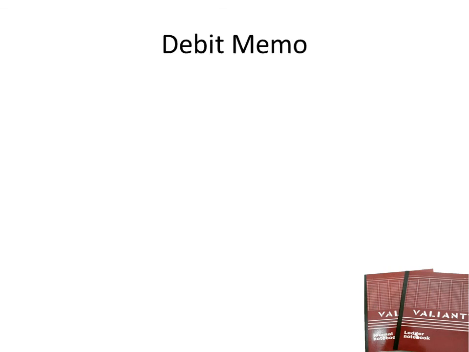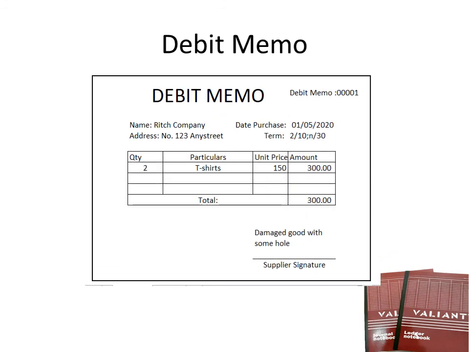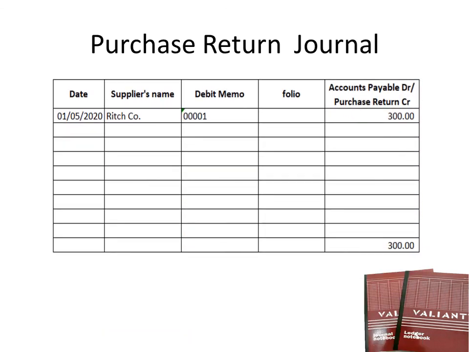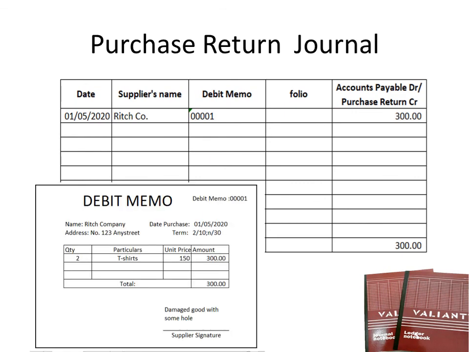So how does a debit memo look like? It looks like this. You have the debit memo number, and then the name of the company or the supplier you had to debit, the address, the purchase amount, then the term. Let's see how it looks. We record the date, and then to whom we returned the product, which company. The debit memo number is 1. This one is also for our ledger account. Then we have 300.